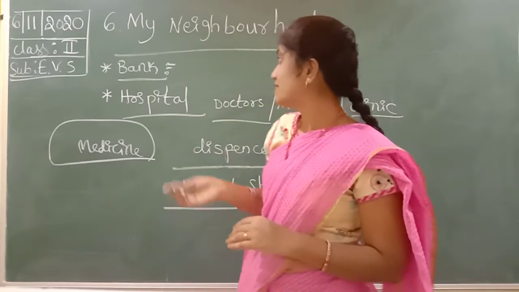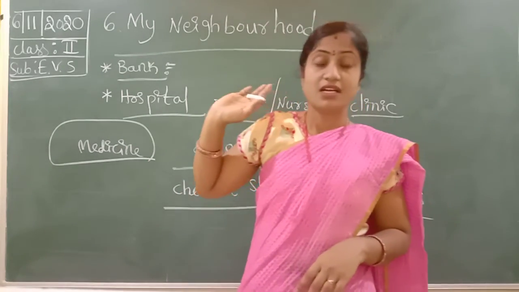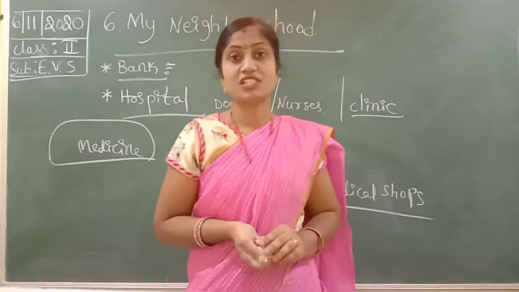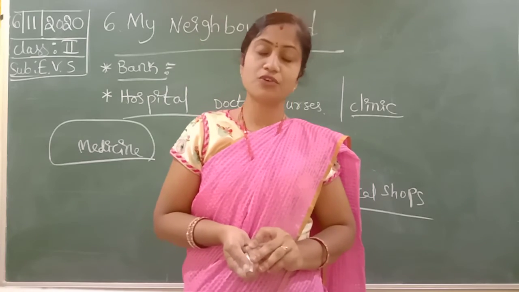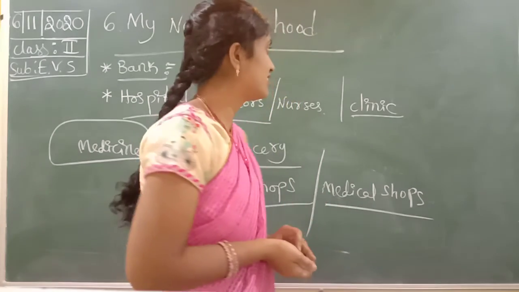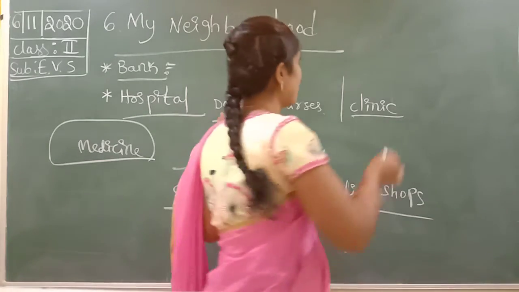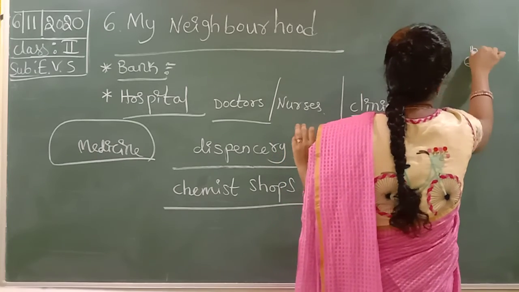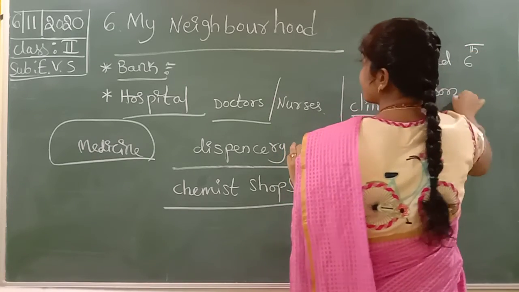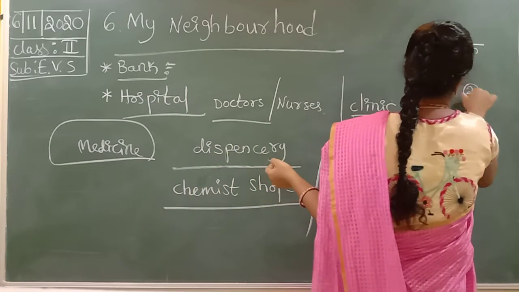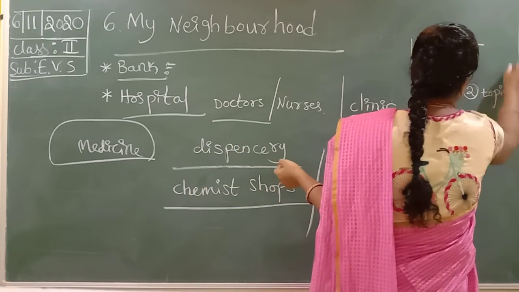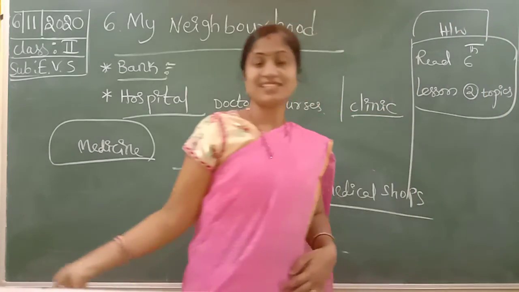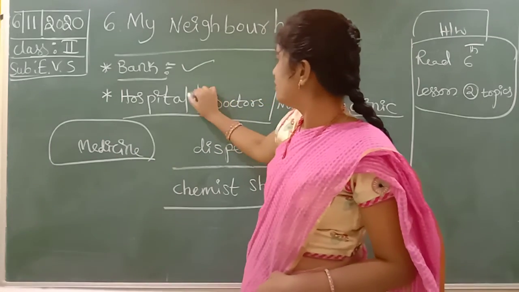Okay, I hope you understand, children. Bank and hospital in our neighborhood. Next come the police station and fire station. Tomorrow we will continue. Just read these topics. Sixth lesson, these two topics you have to learn. That is the homework.